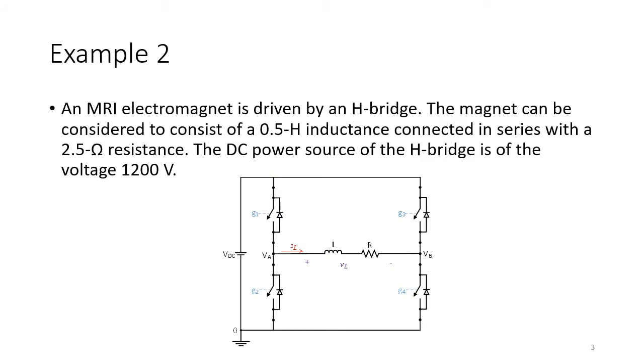An MRI electromagnet is driven by an H bridge. The magnet can be considered to consist of 0.5 Henry inductance connected in series with a 2.5 ohm resistance. The DC power source of the H bridge has a voltage of 1200 volts. So L here is 0.5 Henry, R here is 2.5 ohm, and VDC is 1200 volts.